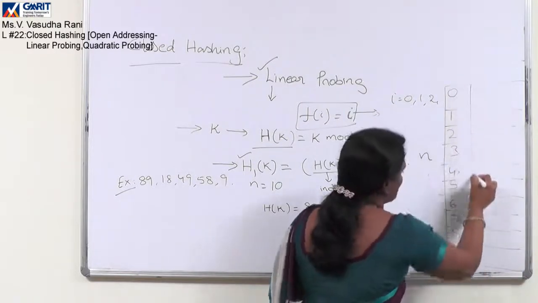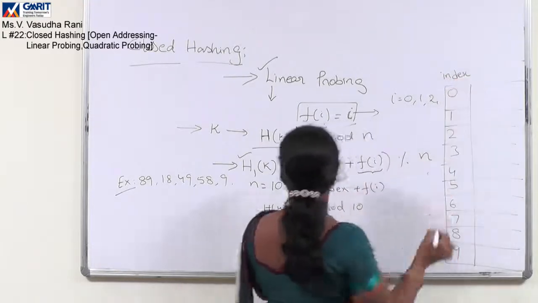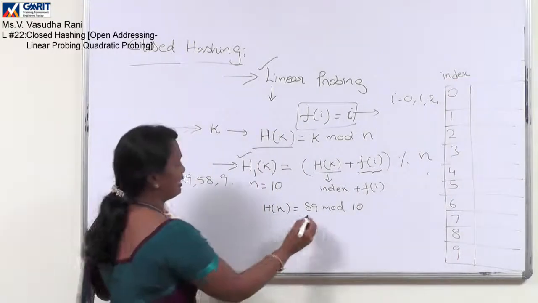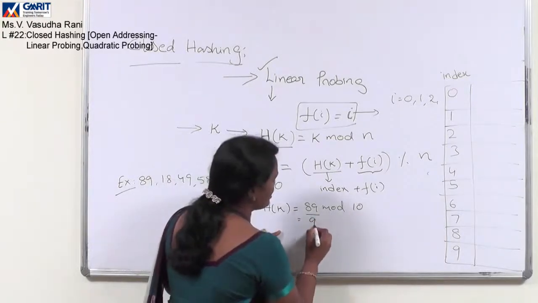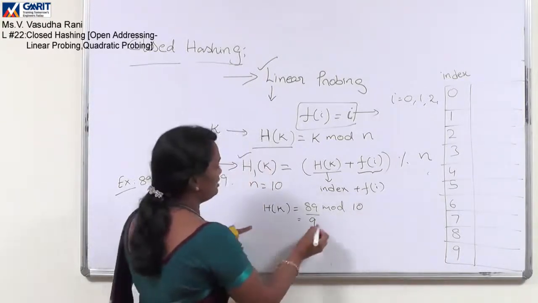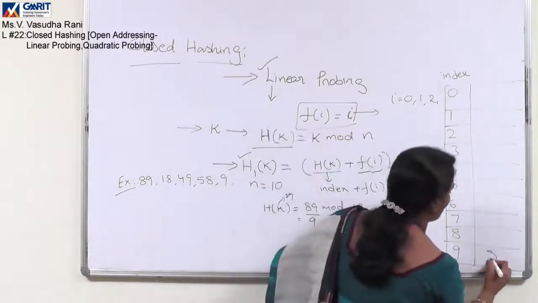We got 9 locations. These are the 9 different indexes. Let us take the first value, 89. 89 mod 10 gives us 9. 9 is the index for 89, so we can store 89 here.